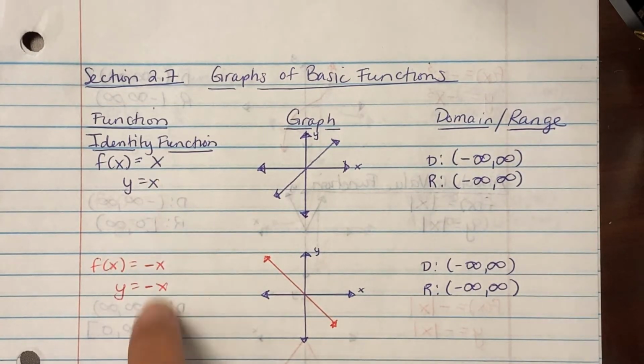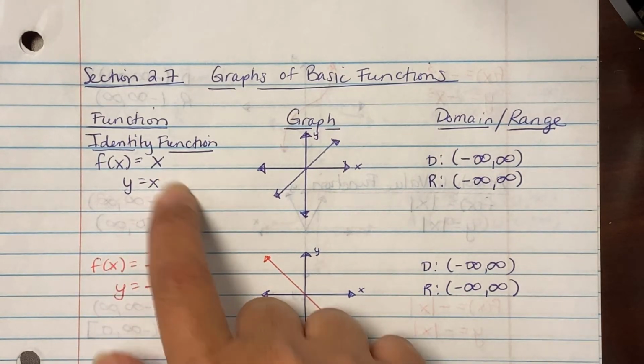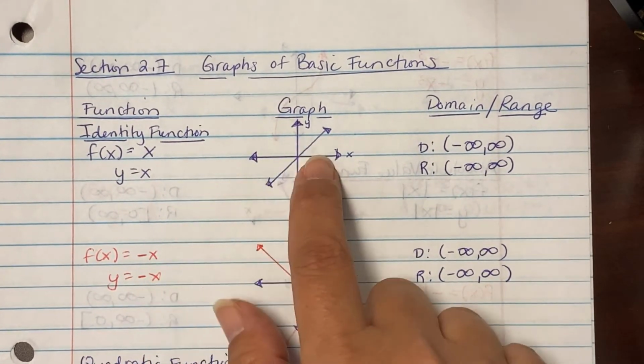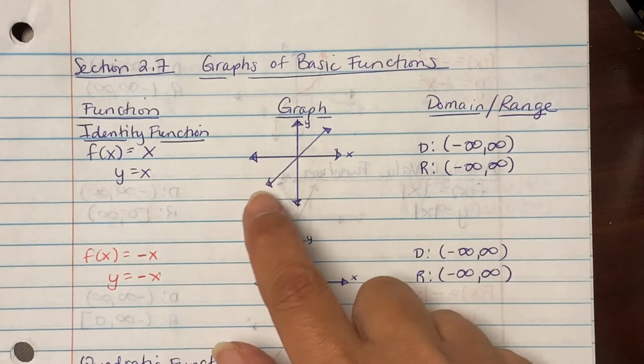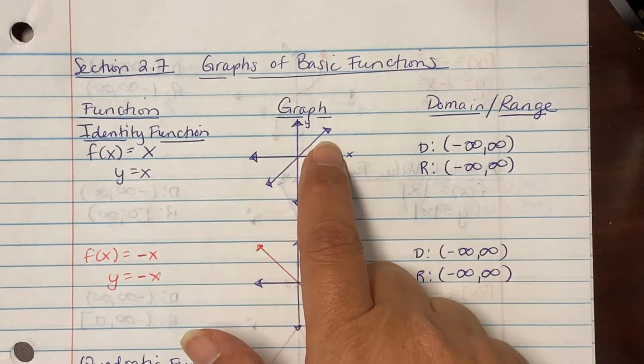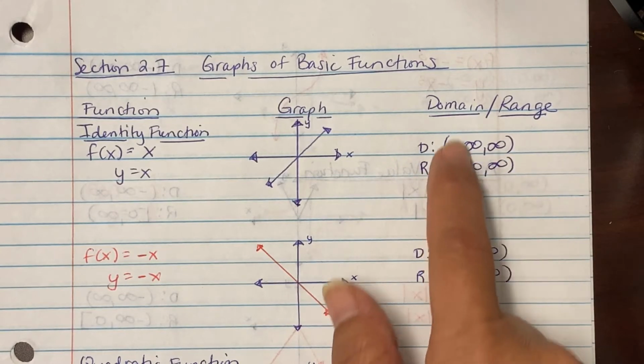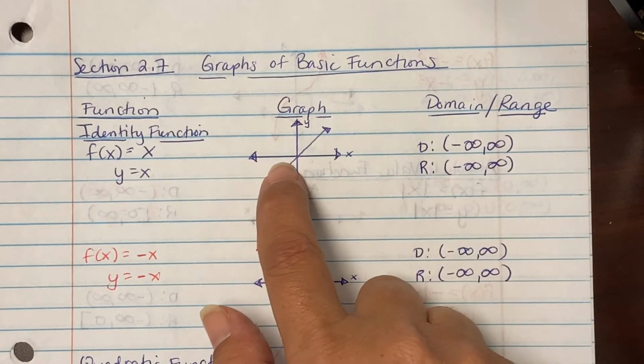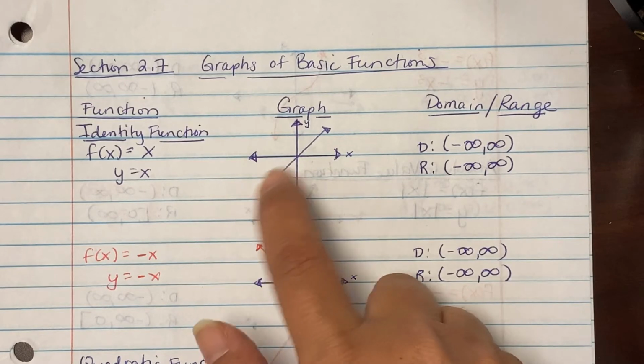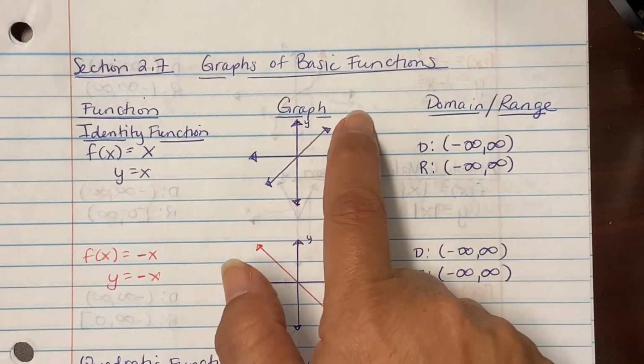I'm giving you both scenarios, the positive version of it and the negative version of it. So in this one, we're going y equal to x, so we're rising from the third quadrant into quadrant 1. The domain and range is going to be from negative infinity to positive infinity for both of them. So as the x's become more negative, the y's become negative. As the x's become positive, the y's become positive.